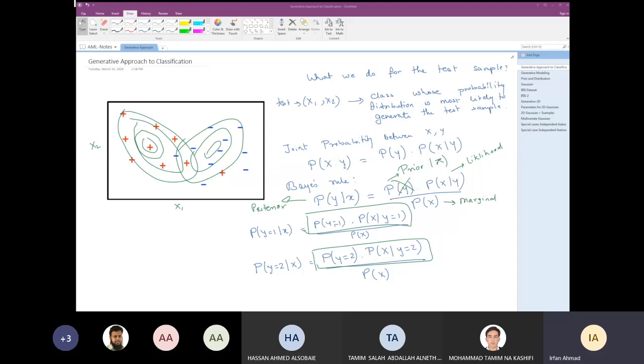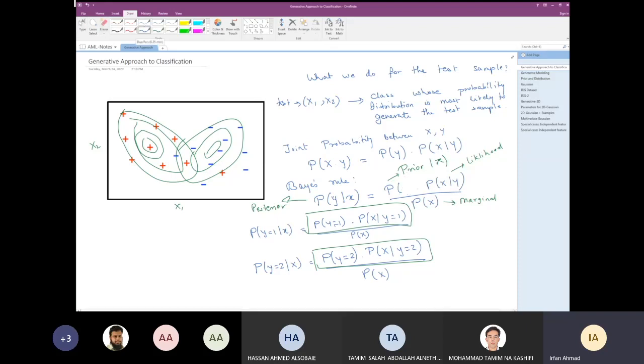So we have P of X, Y, the joint probability of X and Y. X is the feature values and Y is the class, right? It is nothing but P of Y times P of X given Y: the prior of the class and the likelihood of generating the sample X from a class distribution Y, right? And this is coming from the Bayes rule.